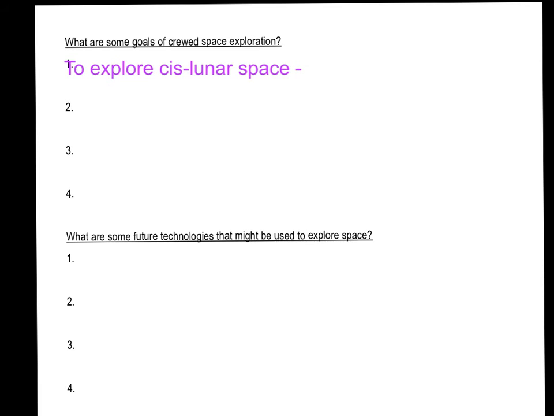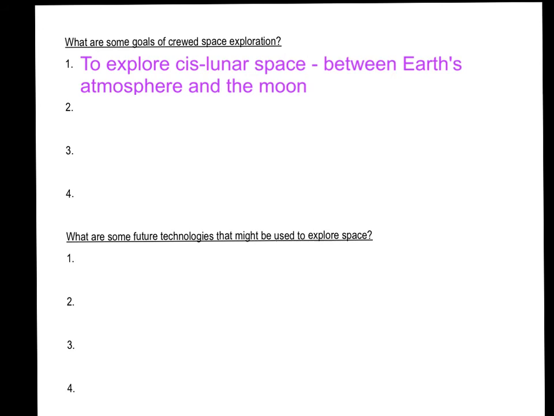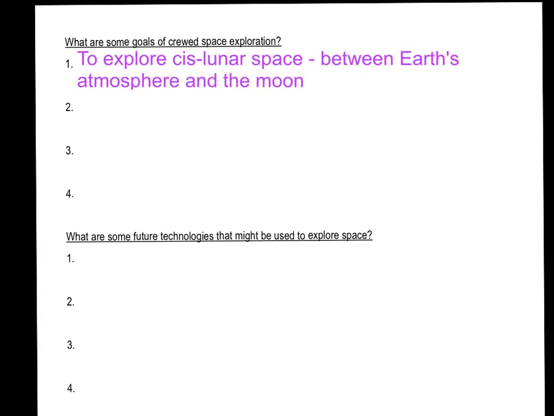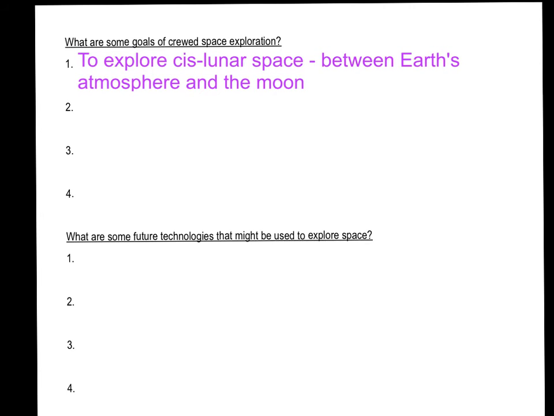Cislunar space is between the very edge of Earth's atmosphere and the moon. So that's kind of the area of space closest to us. Things that we would study with cislunar space could be the effect that space has on people, the effect that space might have on plants, looking at how we can live and work in space for long periods of time. There's lots of information that we can get just by studying the region of space that's closest to us.